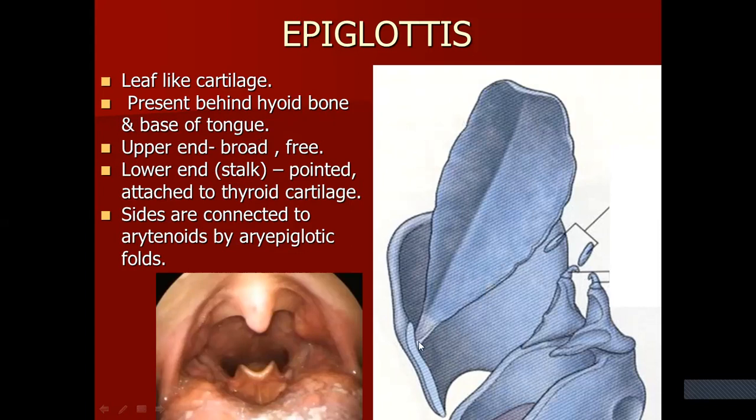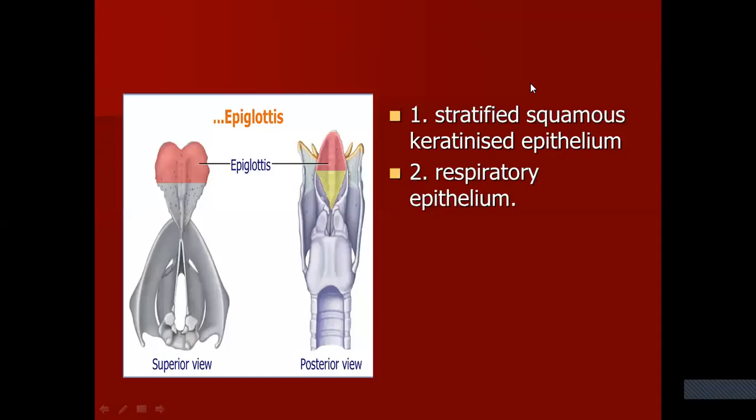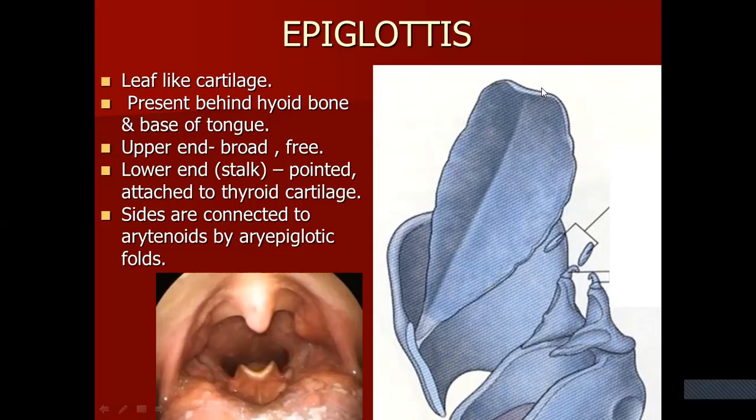So, upper and lower ends of the epiglottis, then we have the anterior surface and posterior surface of the epiglottis and two lateral borders. You can see this is one and this is the other. These are the lateral borders of the epiglottis. So the upper end, if you see the upper end, it lies just behind the tongue and it is free. It is covered with mucous membrane and forms the upper boundary of the inlet of the larynx.